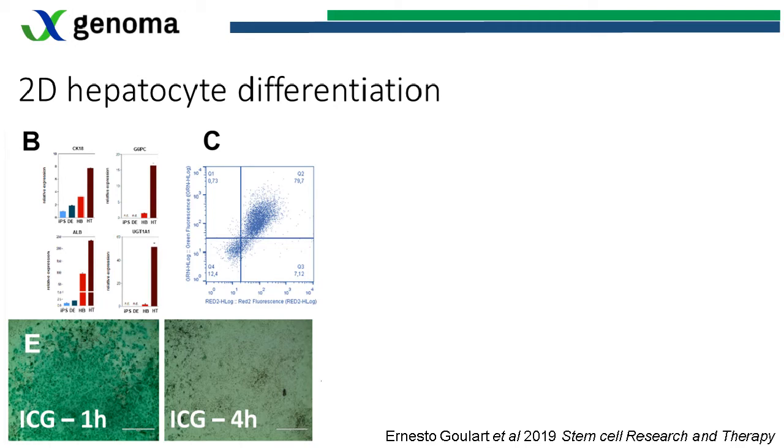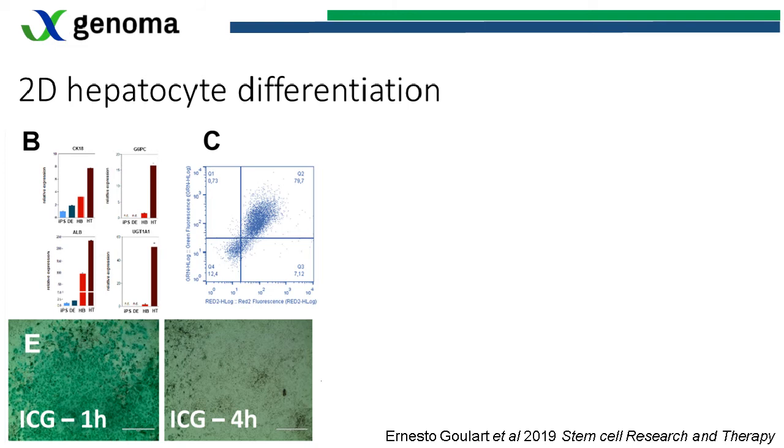So as you can see here on the top left, we check the expression of important hepatic markers such as cytokeratin 18, glucose-6-phosphatase, albumin and UGT1 throughout the differentiation process by RT-qPCR. And we see the increase of hepatic differentiation throughout the differentiation process. At the very end of the differentiation, we stain the cells for flow cytometry for albumin and UGT1, and we can see that almost 80% of our population express these two important hepatic markers. But we also need to see if the hepatocytes still have the functional ability to perform important hepatic functions.